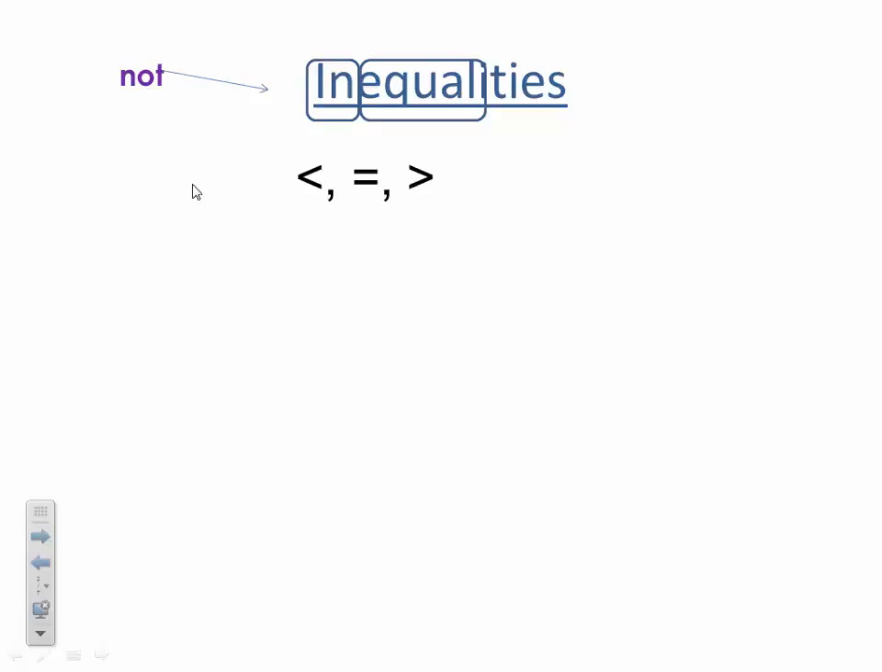Symbols for things that are not equal, at least some of them. Less than. Equal to would be equal. Okay, that wouldn't be an inequality, it would be an equation. Or greater than. So make sure you have those labeled.